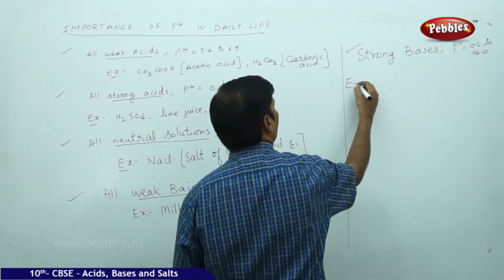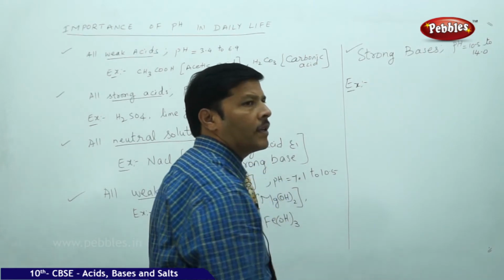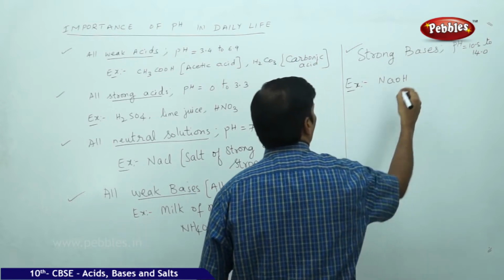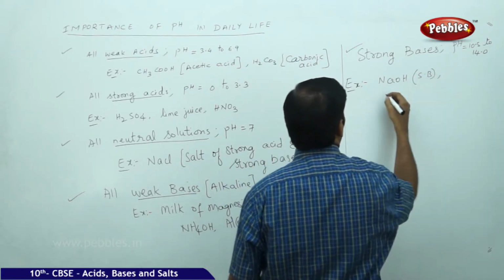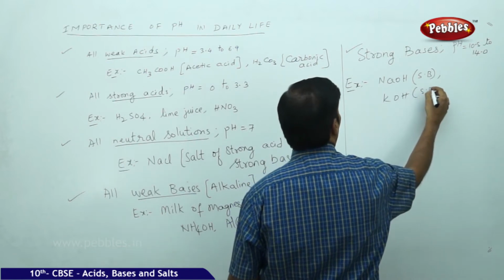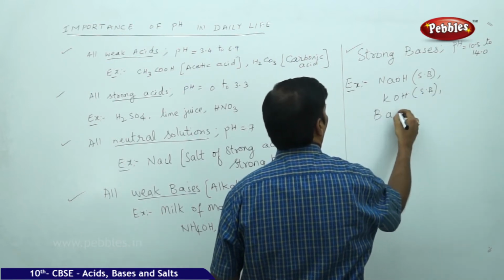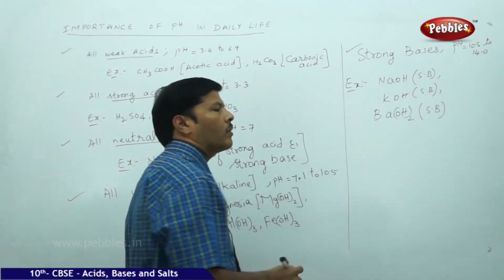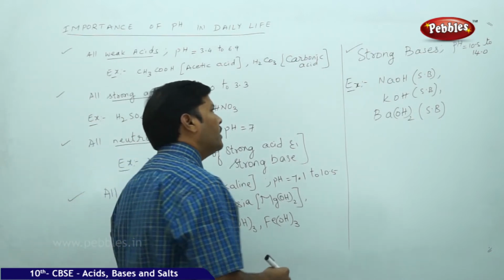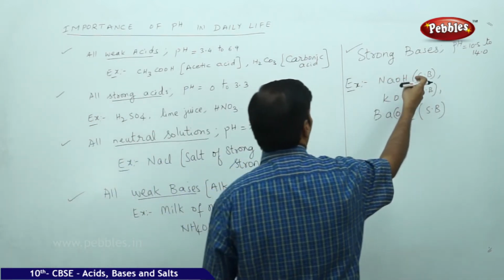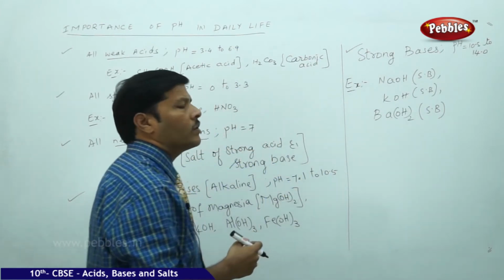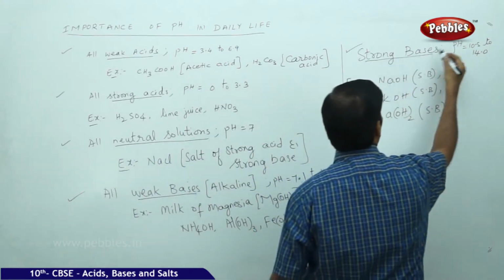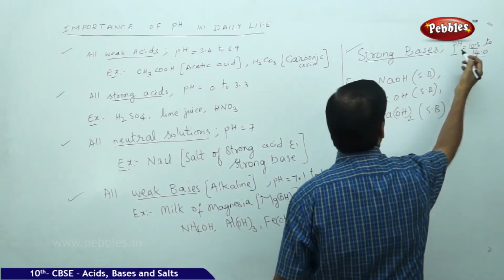For strong bases, for example, you can take NaOH. NaOH is a strong base. KOH is a strong base. Barium hydroxide also is a strong base. Actually, because these bases are strong, they release OH minus ions quite spontaneously compared to the weak bases. So strong bases have pH equal to 10.5 to 14.0.